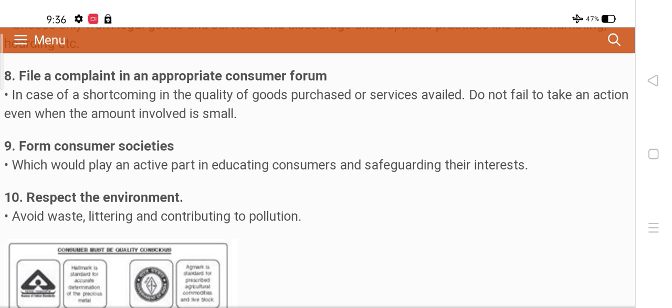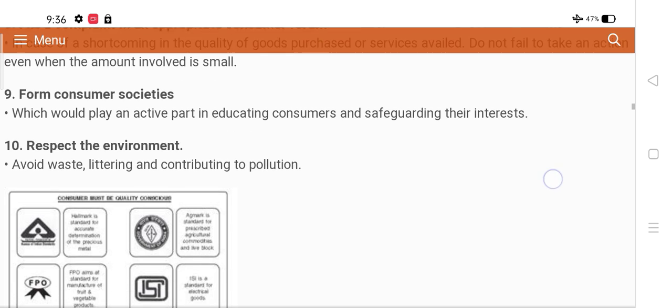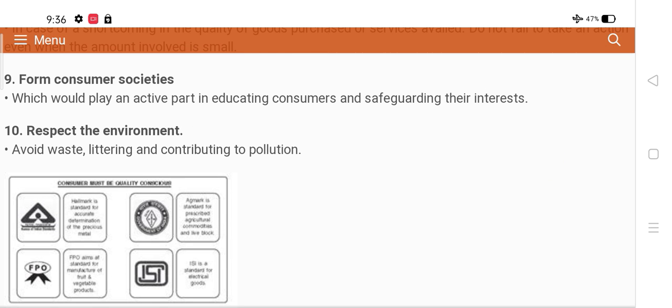The ninth responsibility of the consumer is to form consumer societies. The consumer should form consumer societies, which would play an active role in educating the consumers and safeguarding their interests. So to educate consumers and to safeguard the interest of the consumer, consumers should form consumer societies.